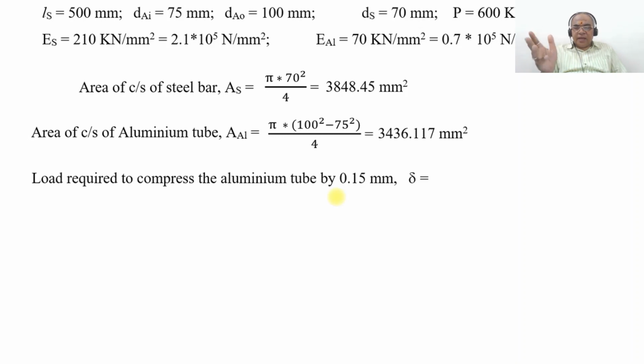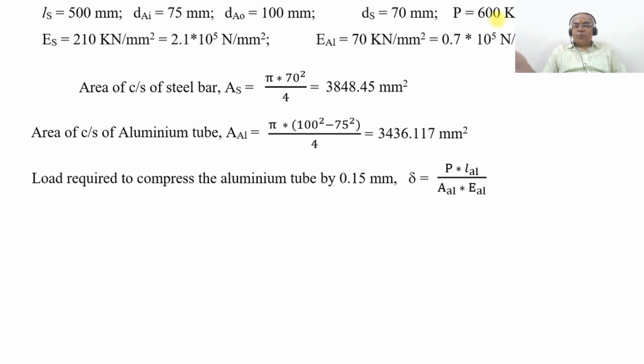PAL into LAL divided by AAL into EAL. So we know the value of delta, which is the deformation or the compression, which is 0.15. We want to calculate the load on the aluminium. What is the load required to compress that 0.15 mm, and the length of the aluminium rod, which will be here? The length of the steel rod is 500 plus 0.15.